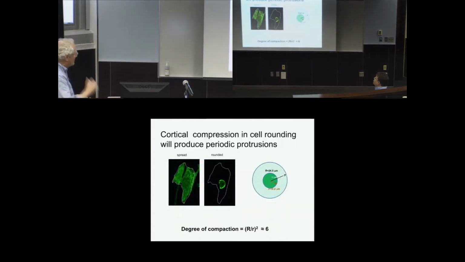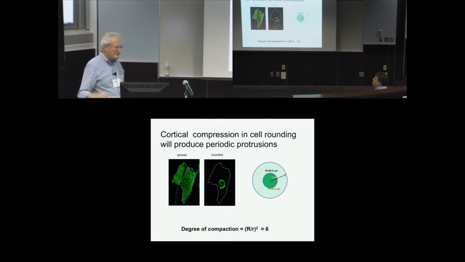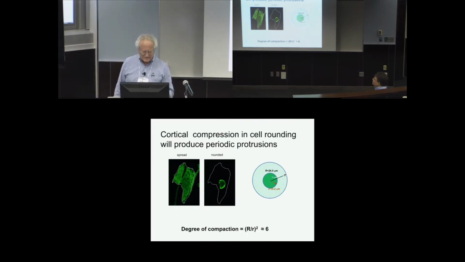What Marina did was to take a spread cell here and rapidly detach it with trypsin. Now, in order to accommodate all the surface area in this small sphere, you'd have to have a degree of compaction, roughly 6, to fold up the membrane cortex. And that sets the cell into oscillation somehow. It's not clear why, but that instability sets the cell into oscillations.